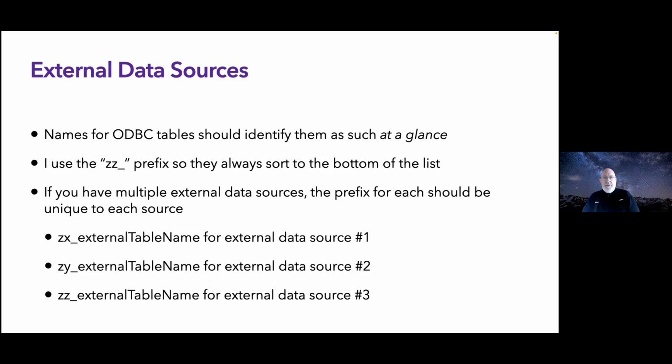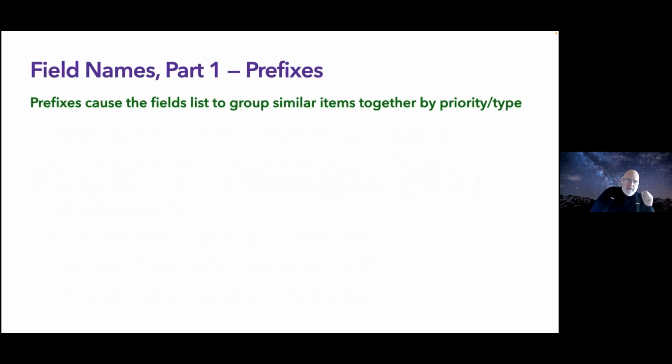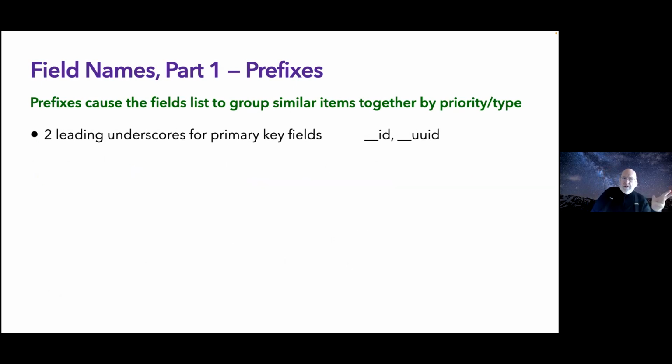So let's look at field naming standards, and we're going to take this in two passes because there's two aspects to it. The first is prefixes. And prefixes cause the fields list, when it's sorted alphabetically, to group similar items together, and allows us to visually prioritize and type them. I personally like using 2 leading underscores for primary key fields.